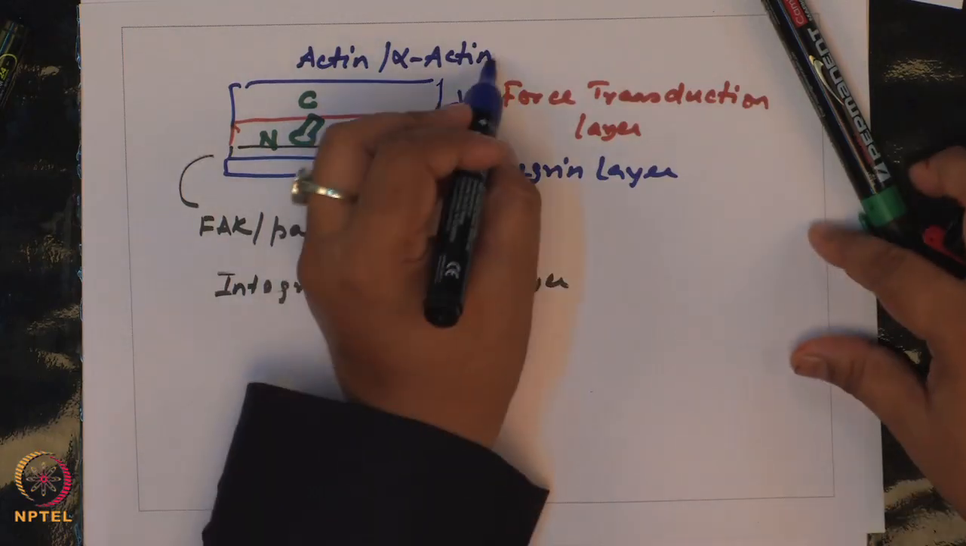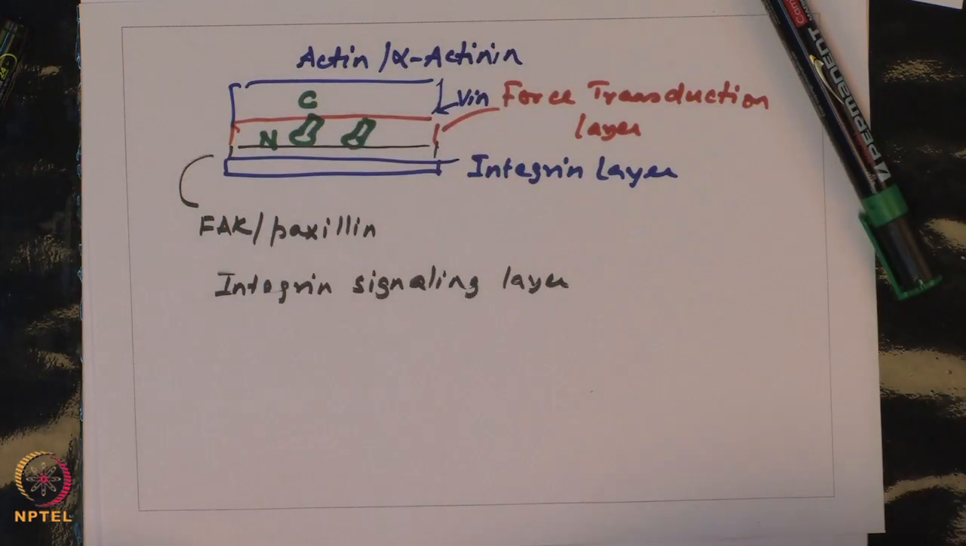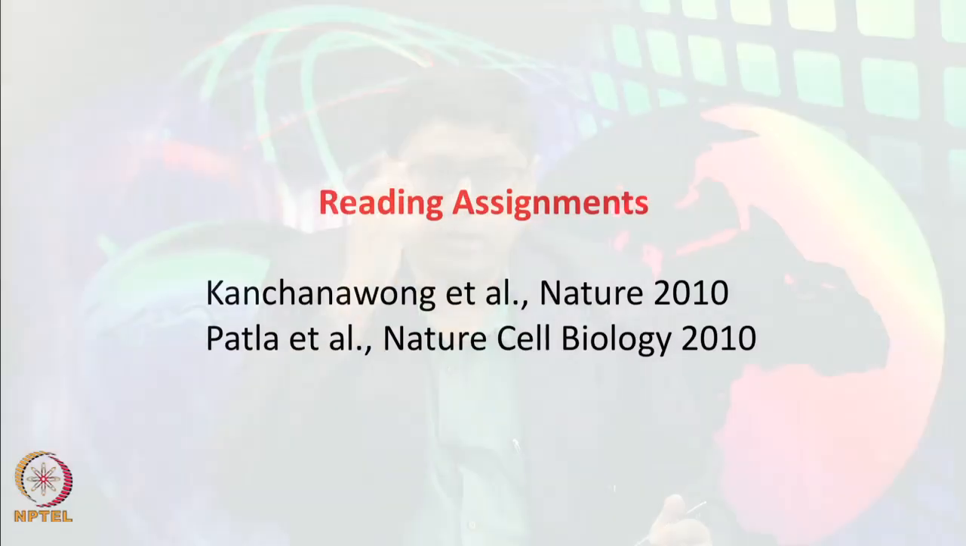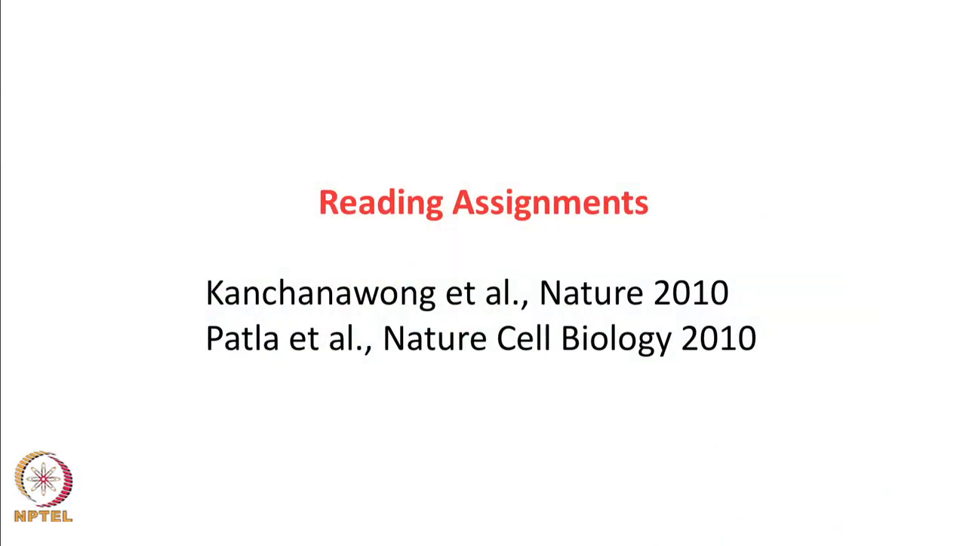Okay. So, this shows that there is a gradation or spatial localization of proteins within the focal adhesions. It is not like a blob. I would like to point you to read the following two papers: Kanchanawong et al., the Clare Waterman paper published in Nature 2010, and the other paper, Patla et al., Nature Cell Biology 2010. Thank you for your attention.